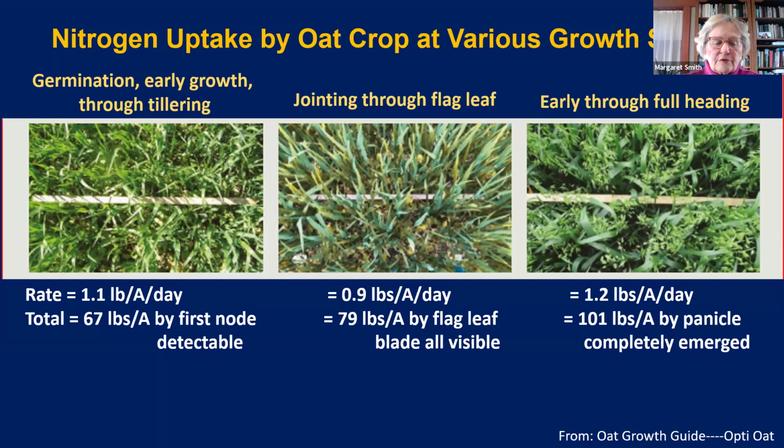first elongation, that first node detectable, and flag leaf, the rate of uptake has slowed, but it's only taken up an additional 12 or 15 pounds. And then from flag leaf, the rate of uptake changes, but it's a fairly short time because we're only taking up about another 20 pounds after that flag leaf has formed and is visible.